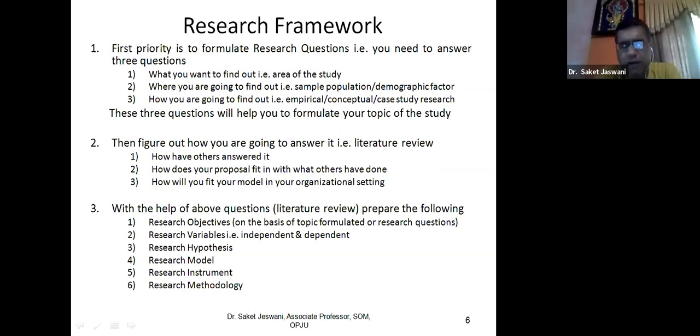The major problem I find is that the topic, the research question, and the research objectives are not at all aligned. Everything is saying something else. The research question is saying something else and the research objective is saying something else, right? So there should be strict alignment between the research questions and research objectives.